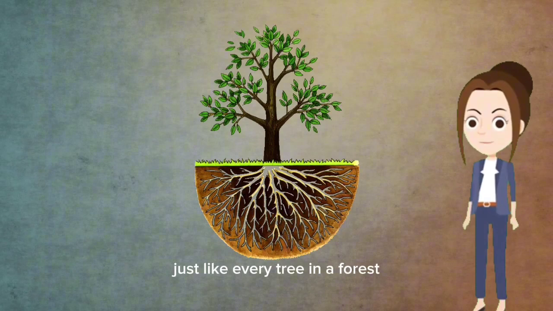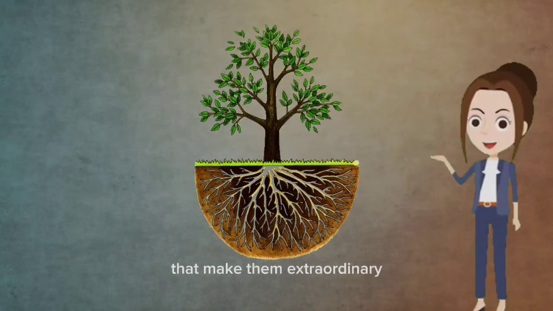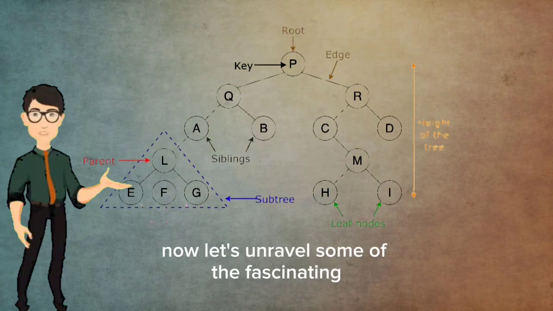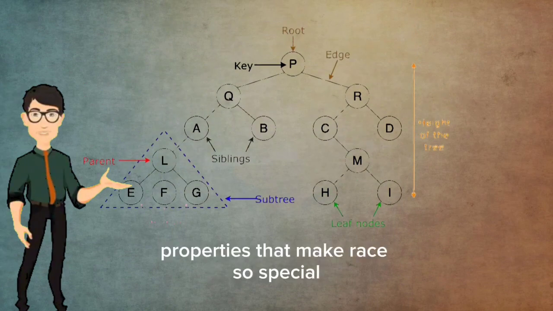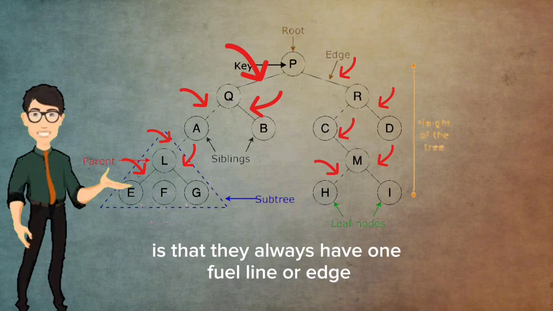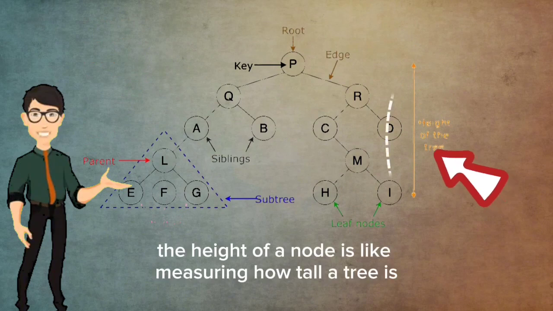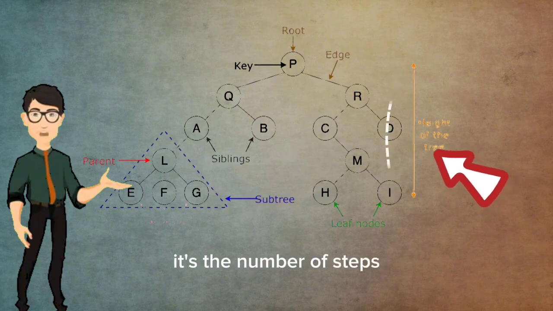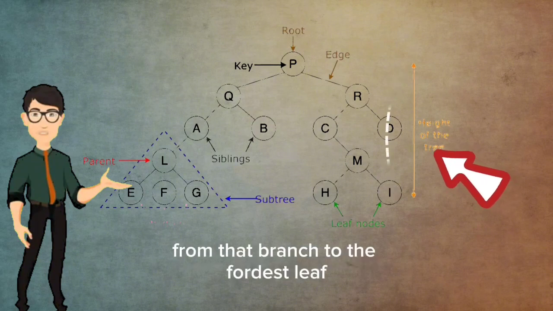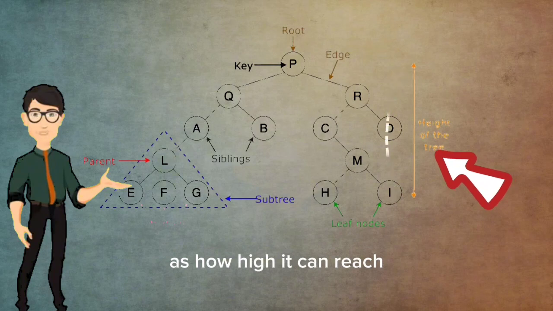Just like every tree in a forest has its own unique features, each tree in the computer world has special qualities that make them extraordinary. Now, let's unravel some of the fascinating properties that make trees so special. One of the cool things about trees is that they always have one fewer line or edge than the number of dots or nodes. The height of a node is like measuring how tall a tree is from a specific branch. It's the number of steps from that branch to the furthest leaf. Think of it as a tree's way of telling us how high it can reach.